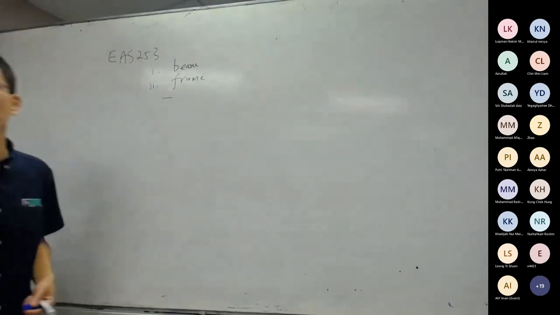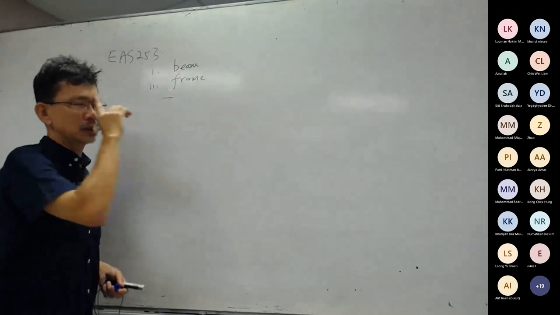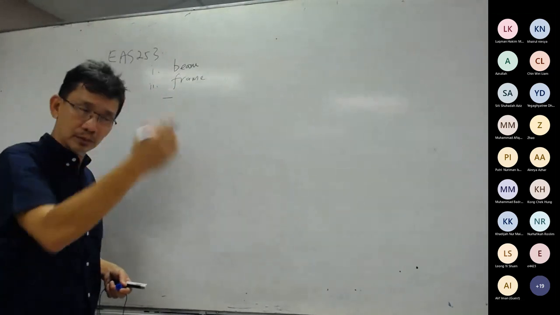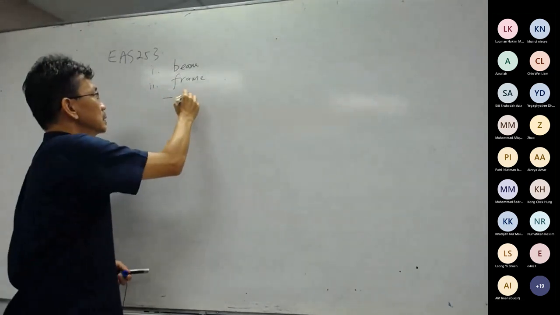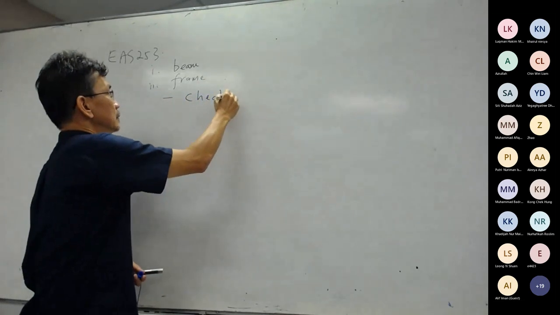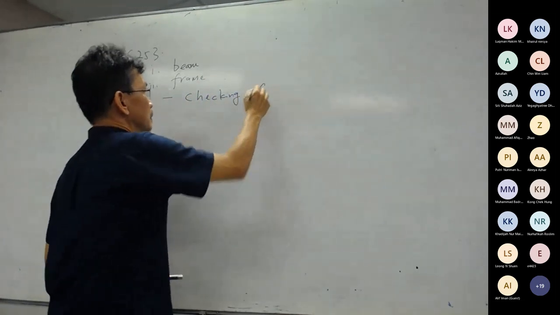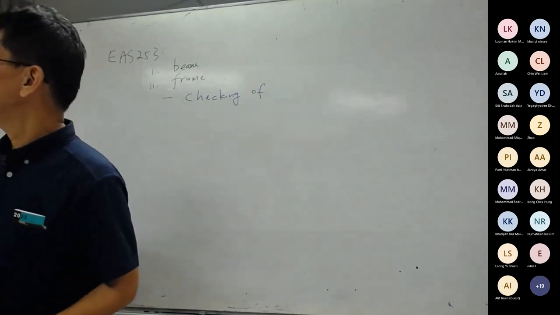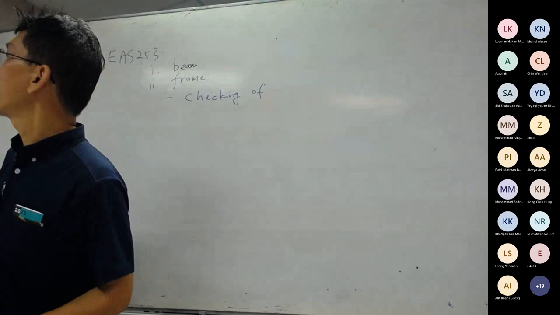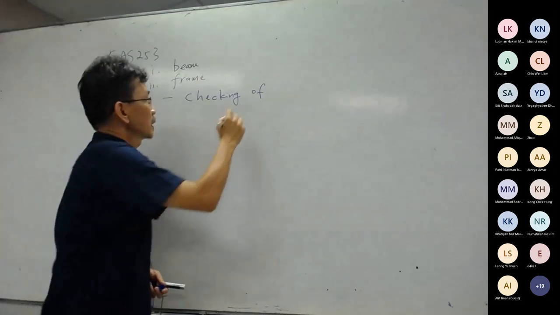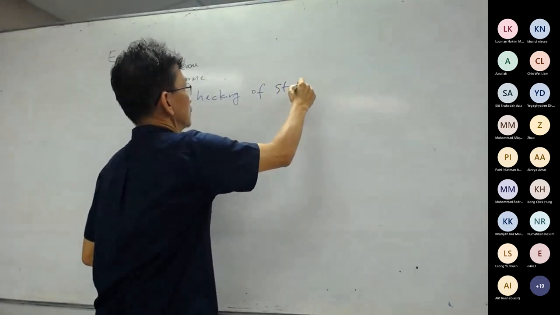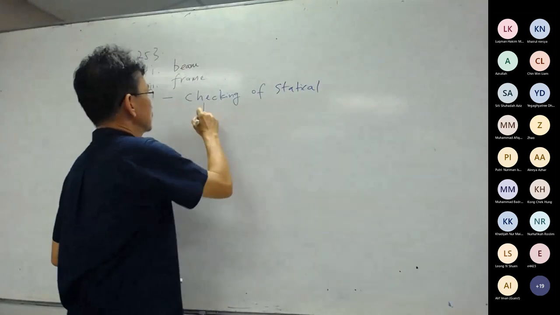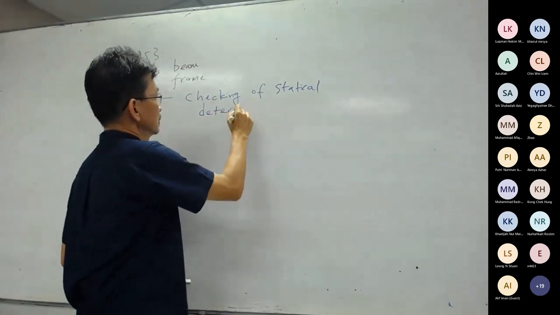So here, for beam and frame, the thing that you are expected to be able to understand is checking of statical determinacy. And those who are online, if you cannot see or the writing is too small, please let me know.